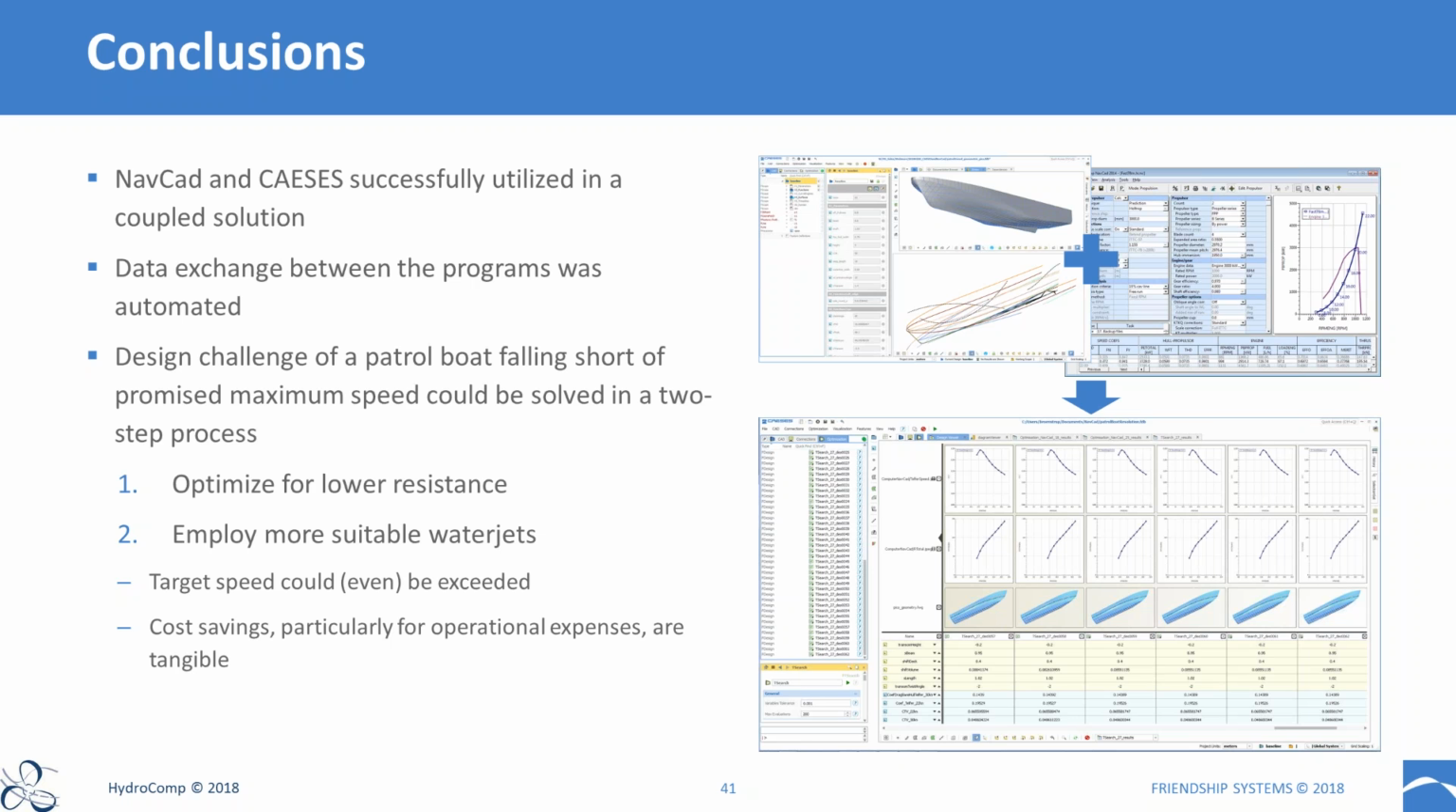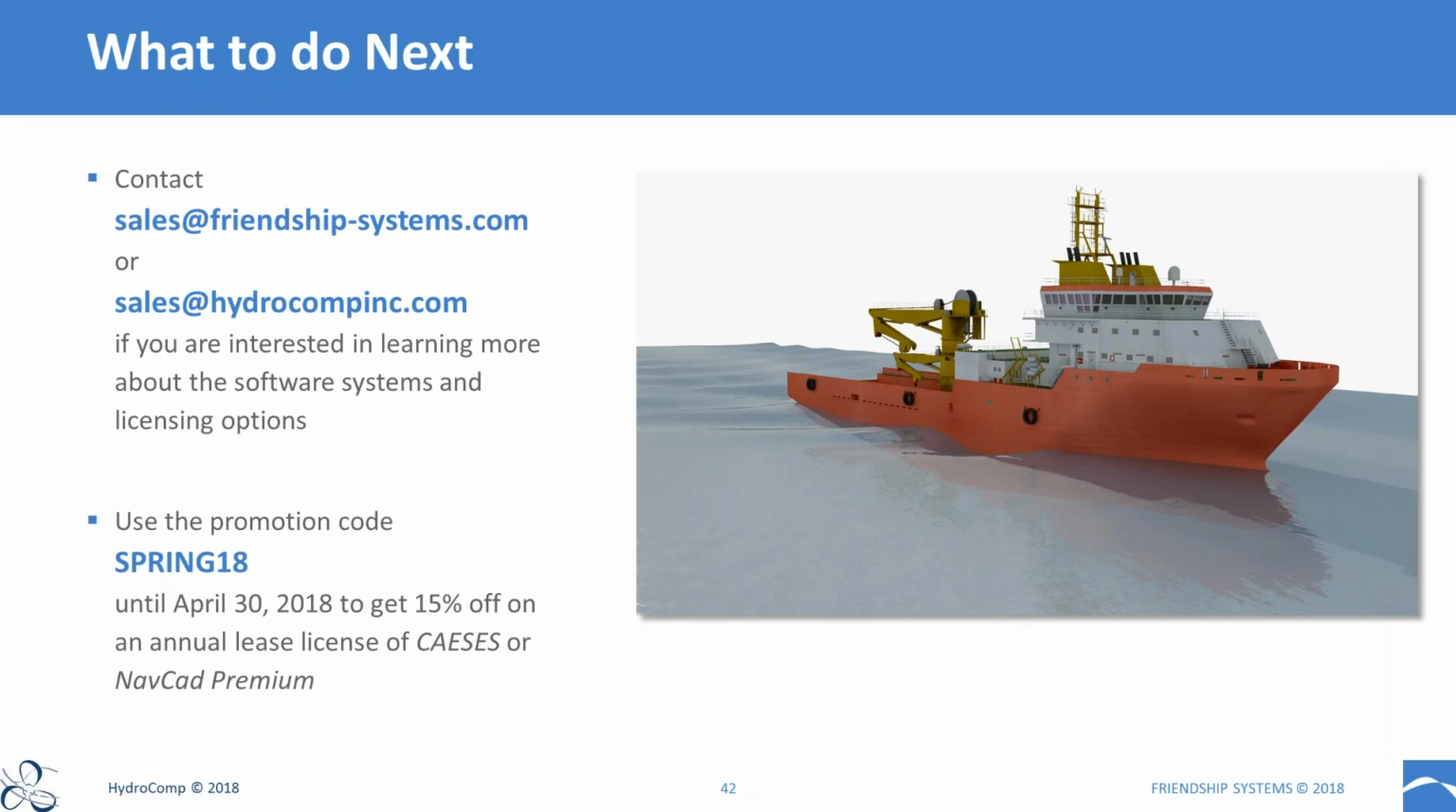And finally, the design challenge of a patrol boat that was falling short of the promised maximum speed could be solved in a two-step process by optimizing the hull for lower resistance and employing a more suitable water jet selected by NavCad. And the target speed could be reached, even exceeded a little bit, and substantial cost savings for operational costs and capital expenses were achieved. So this is the conclusion of the content of the webinar.